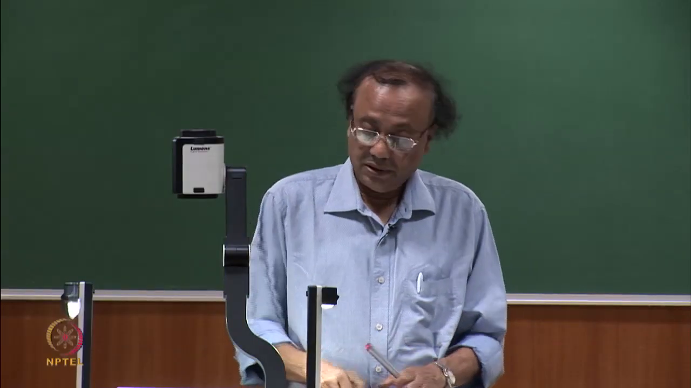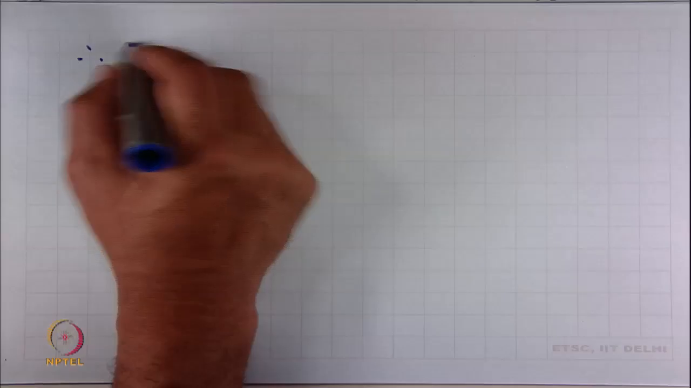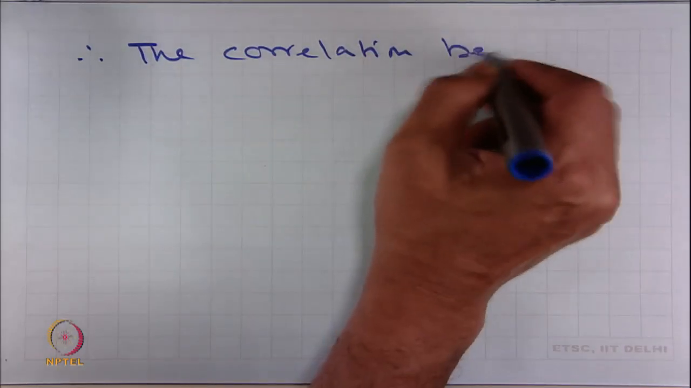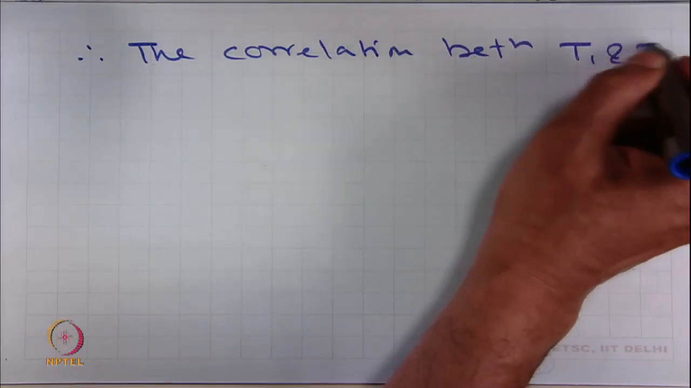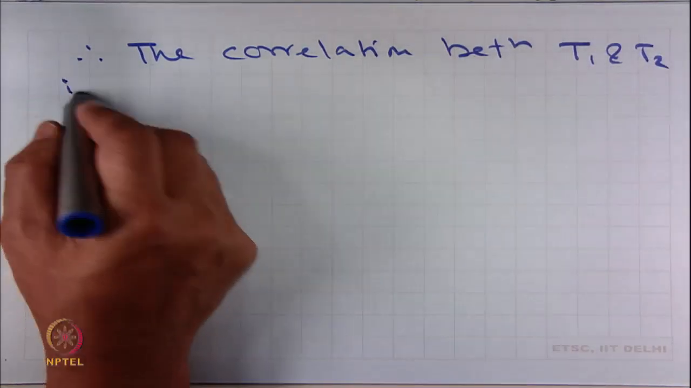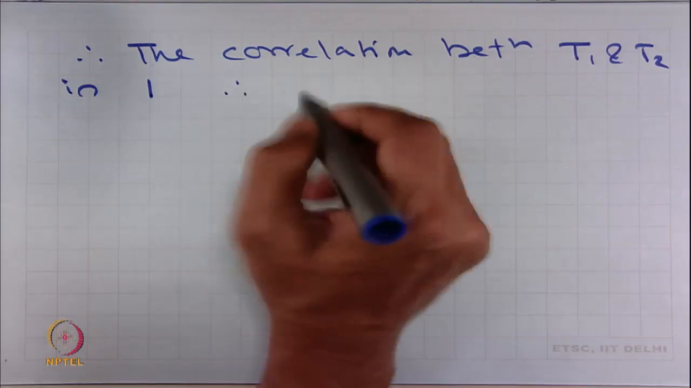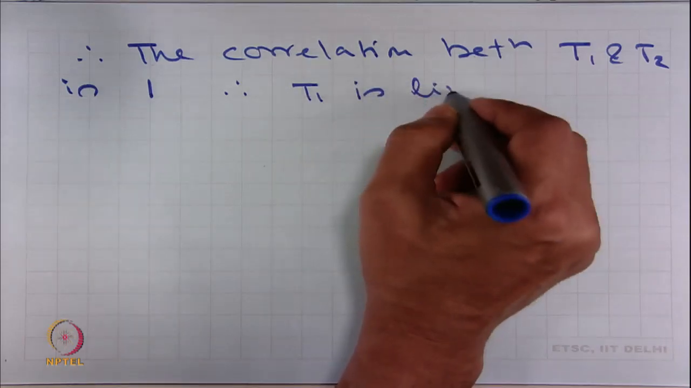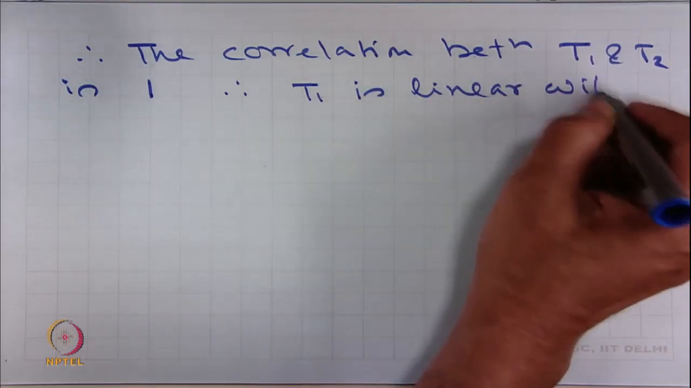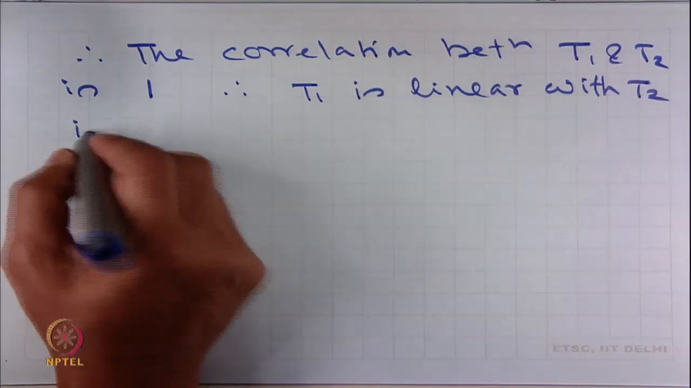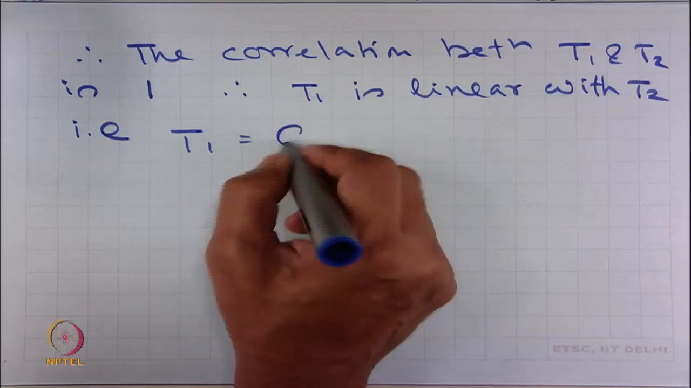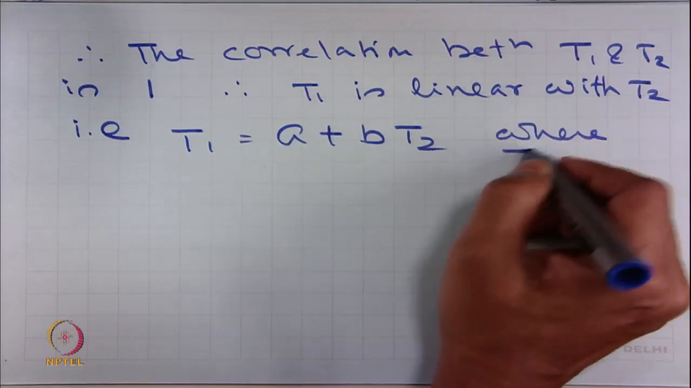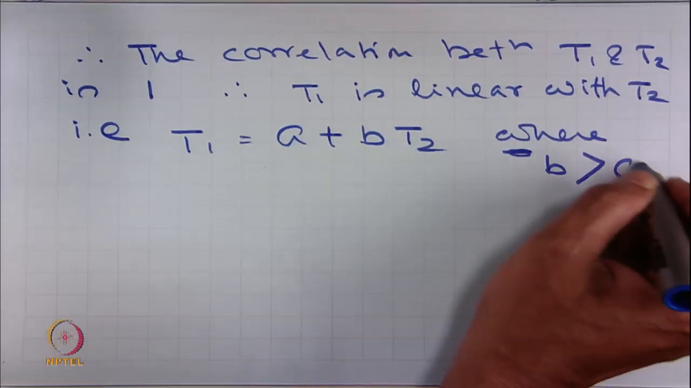What does it mean? It means that the correlation between T1 and T2 is 1, and therefore, T1 is linear with T2, that is T1 is equal to A plus B T2, where B is greater than 0.